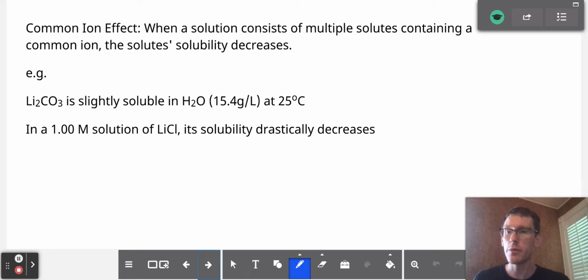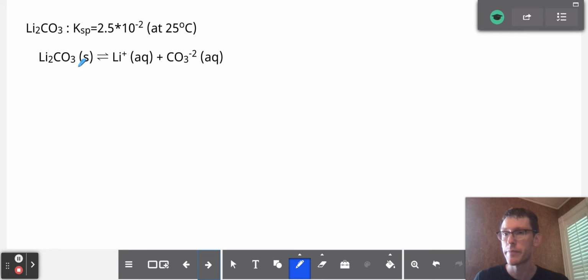However, if you were to try to dissolve lithium carbonate in a solution of lithium chloride, the solubility will be significantly less. So in a 1.00 molar solution of lithium chloride, lithium carbonate, which has that same common ion of lithium in it, will have a substantially lesser solubility, and that's something that we're going to calculate.